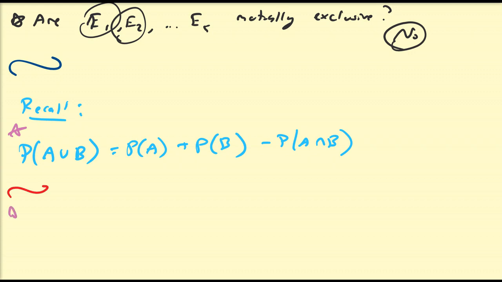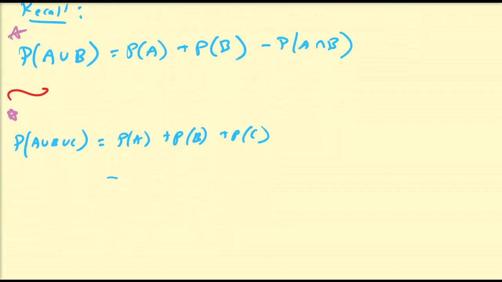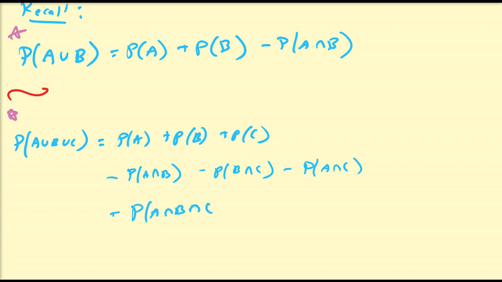So there is a sum rule for three or more events. So let's look at the three case. So A union B union C. So this is going to be equal to the probability of A plus the probability of B plus the probability of C. And then we need to minus the probability of A intersection B minus the probability of B intersection C minus the probability of A intersection C, and then plus A intersection B intersection C. So that would be the sum rule for three events, and you can extend this to more cases, of course.